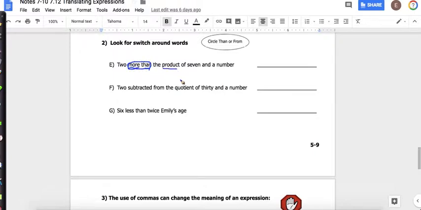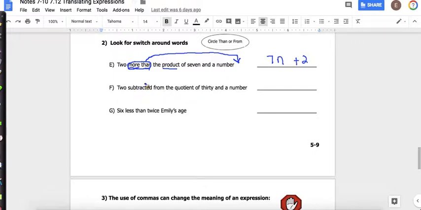The product of 7 and a number. Now, because it's a switch around word, I'm going to send the 2 to the end. So that means I'm adding 2 to the product of 7 and a number. So I write 7n plus 2. Instead of writing 2 plus 7n, I write 7n plus 2, because I'm saying 2 more than the product of 7 and a number.